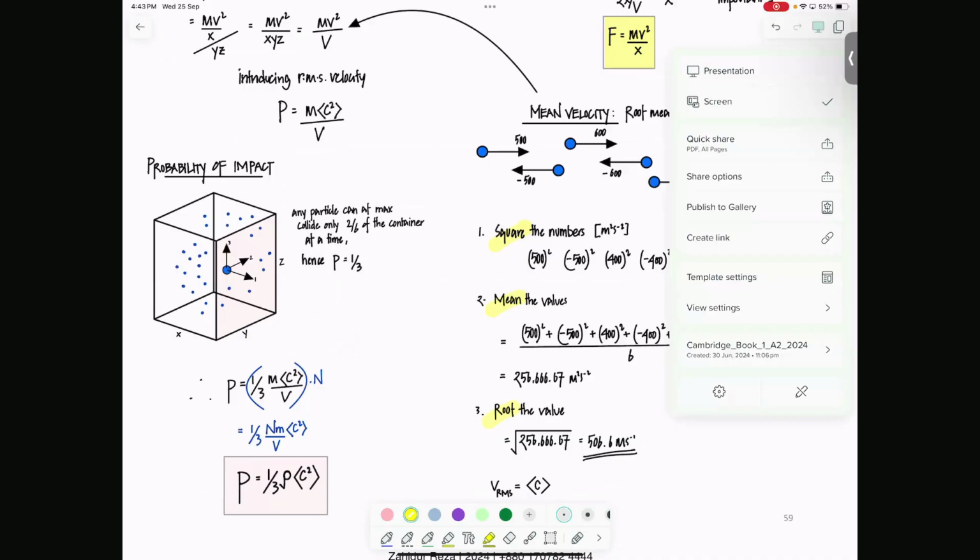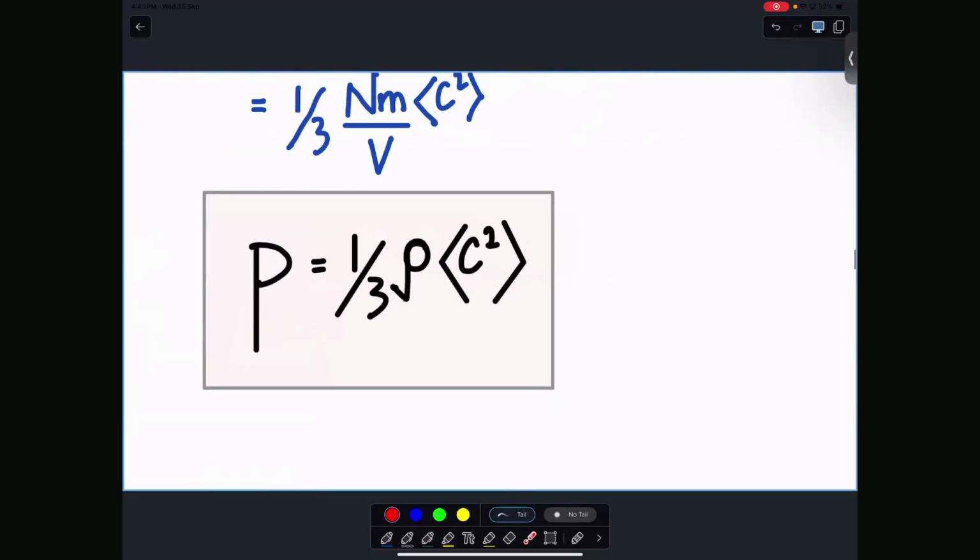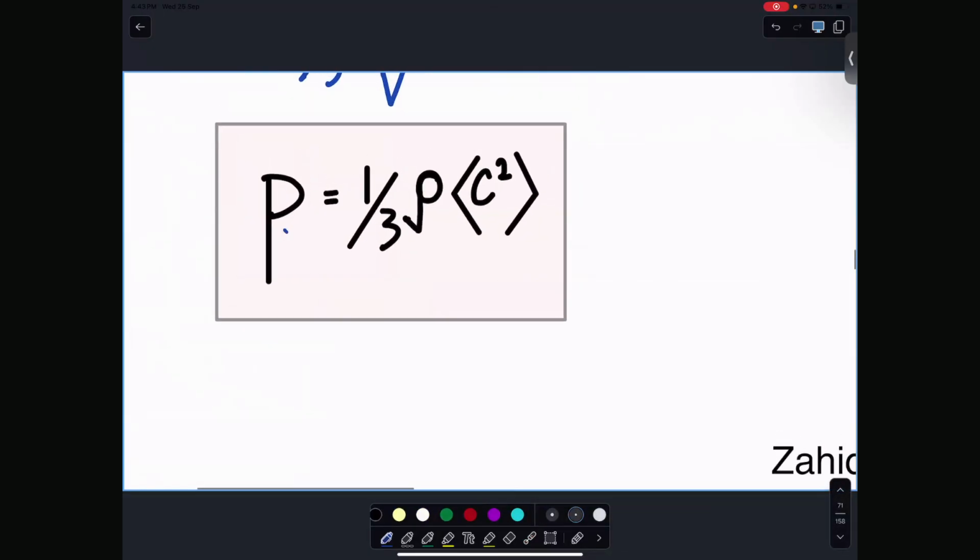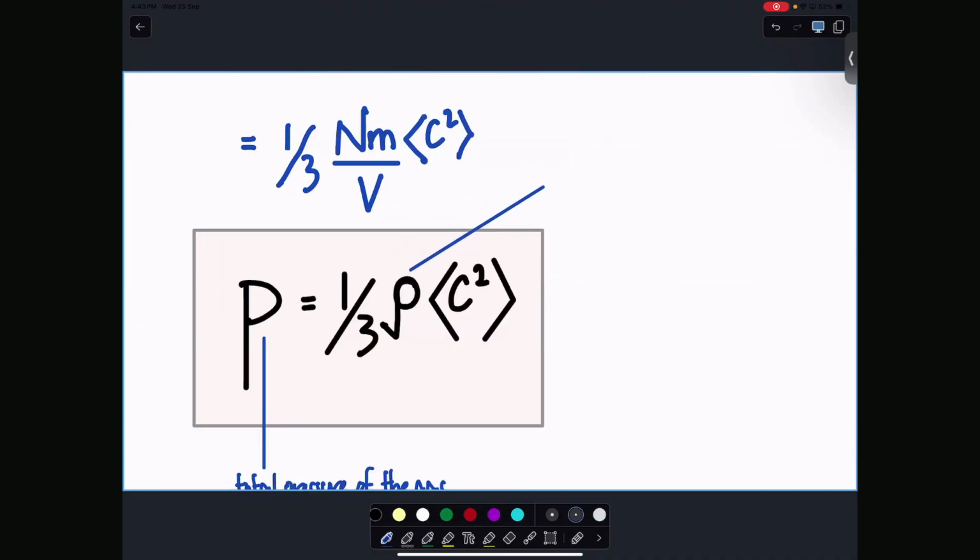Yeah. So eventually, this is the equation that you need to remember. What are the parts of this equation? Let me just write it down for you. P represents the total pressure of the gas, and rho is the density of the gas, not the particle. And what is that C? Root mean square speed.